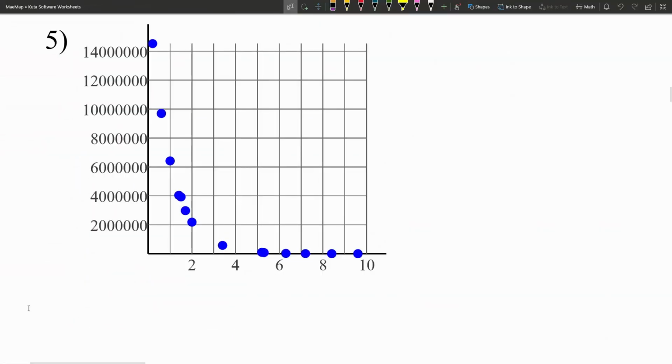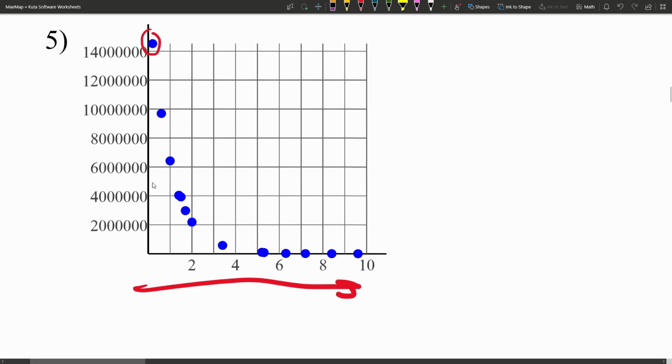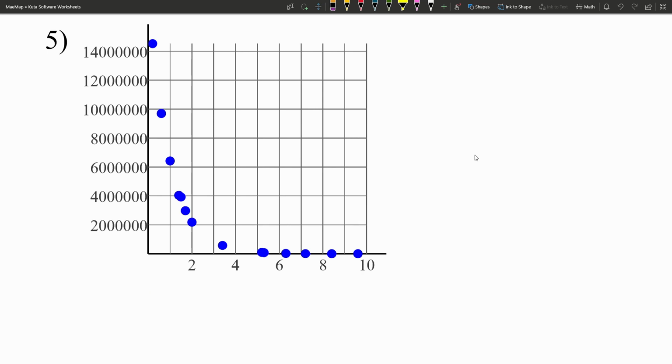In number 5, what's happening to the values of our points as we move to the right? Well, starting with our first point, to get to the next point we have to decrease, then we have to decrease again, and again, and we're still decreasing all the way as we move to the right. So because the values are getting smaller, this is a negative correlation.